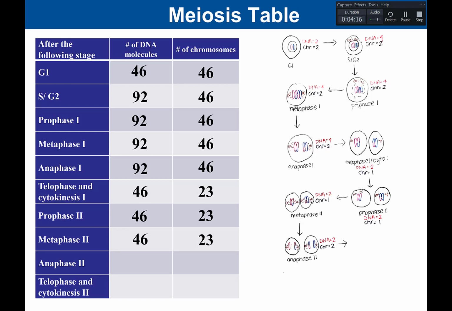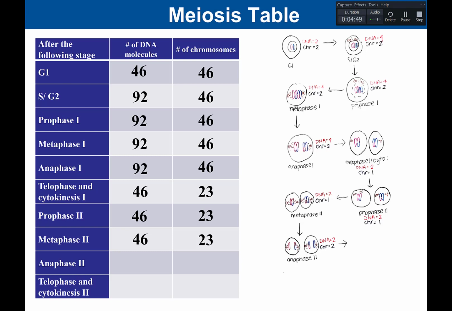So now in the cell that's in anaphase II, remember that in metaphase we had two DNA, but they were one chromosome. When the sister chromatids separate, our DNA number stays the same. We still have two DNA molecules, right? We have 1, 2. But because they're not held together at the centromere, that is no longer one chromosome. That is two chromosomes. So our DNA number is 2 and our chromosome number is 2.